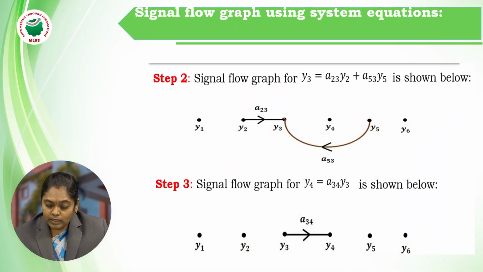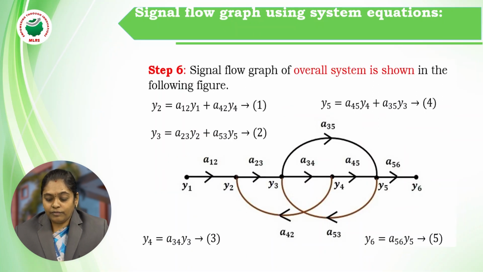Similarly, this is the Y3 node. What are the inputs for Y3? One is Y2 and the corresponding gain is A23. Similarly, the other input is Y5, and the corresponding gain is Phi3. So if you combine all those things and draw this, this is the overall signal flow graph. For each expression we draw it individually, then combine all of them into a single graph, that is nothing but called a signal flow graph.